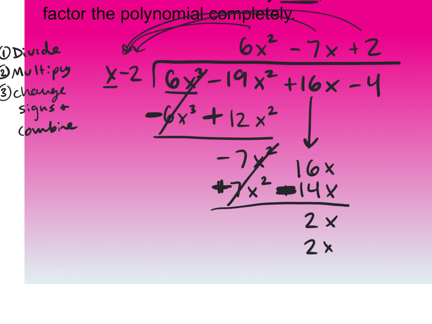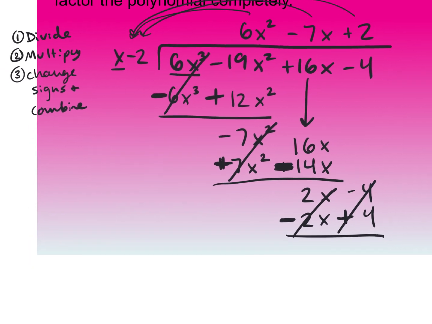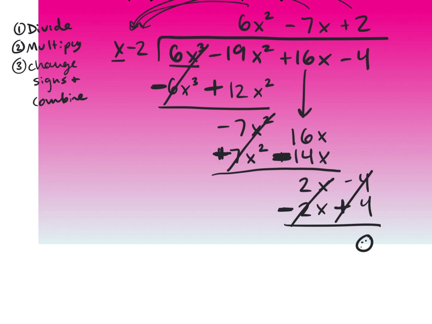We get 2x minus 4. Change the signs and combine. 2x cancels. Negative 4 plus 4 also cancels. So then we're left with 0. So here our remainder is 0.